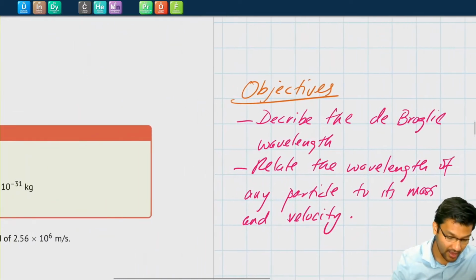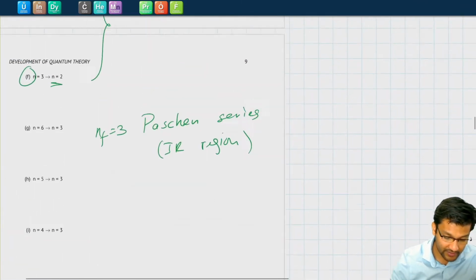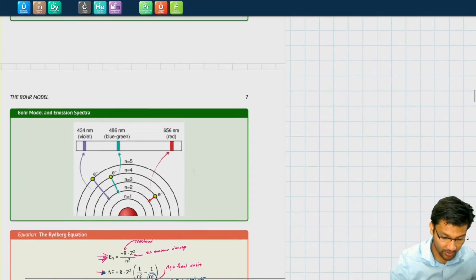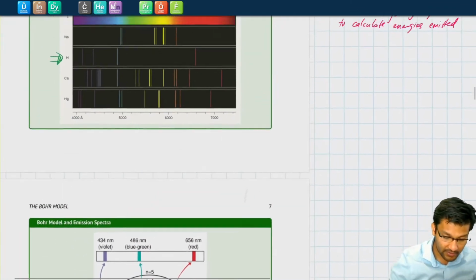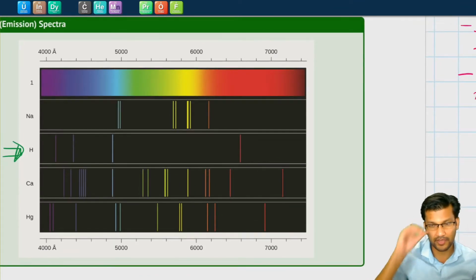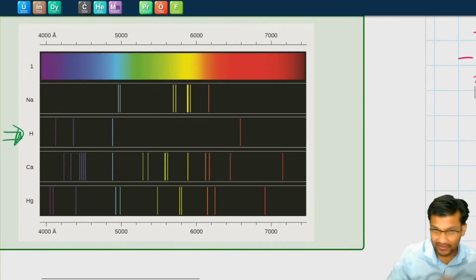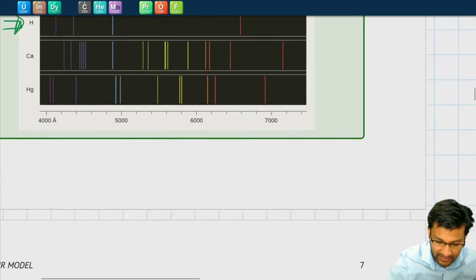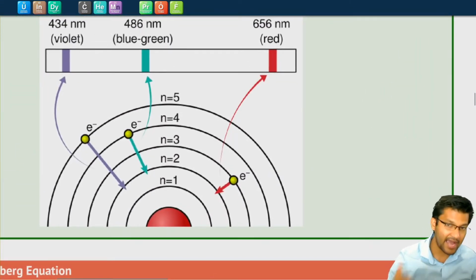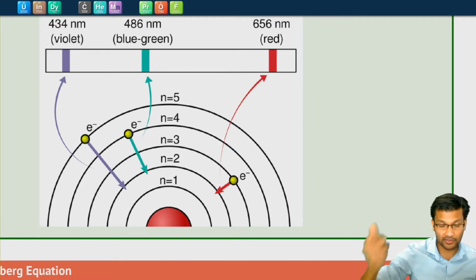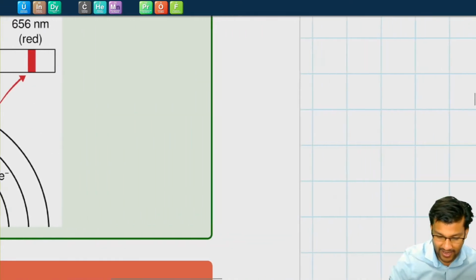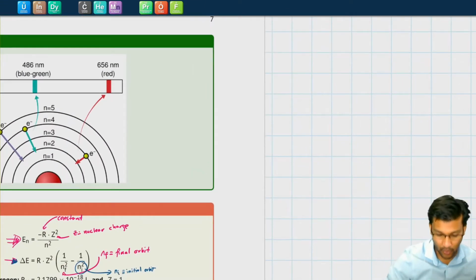Let's get started. To get started, let's look at where we left off last time when we talked about the Bohr model. We talked about how the Bohr model was necessary because we saw these line spectra in the emission spectrum of different elements, not a continuous spectrum. The reason for the line spectrum, according to Bohr, was that the electrons orbit the nucleus in fixed orbits, and they emit energy when they jump from one orbit to another.